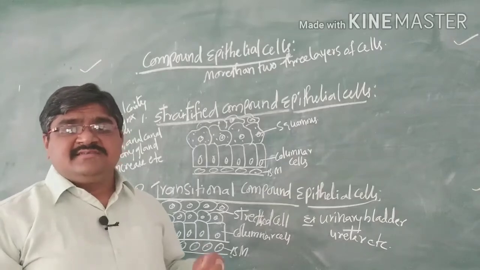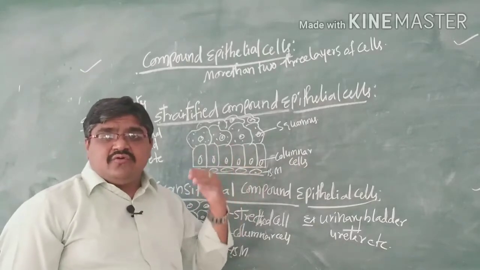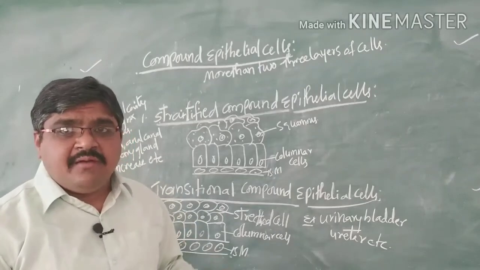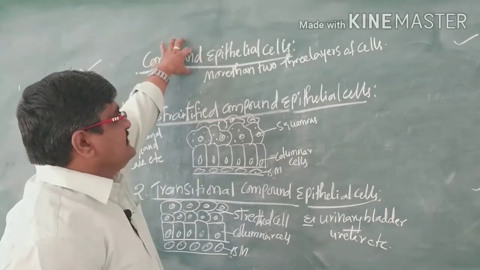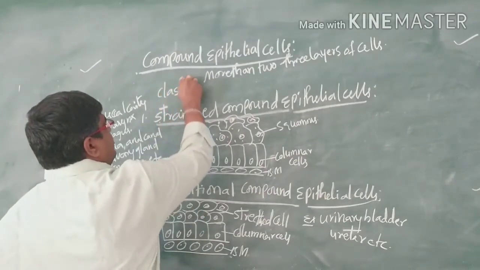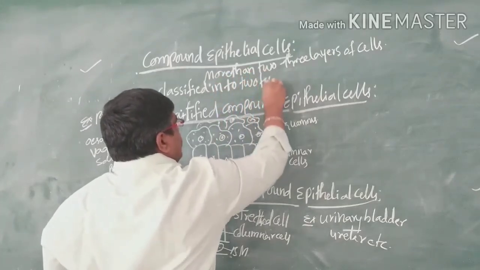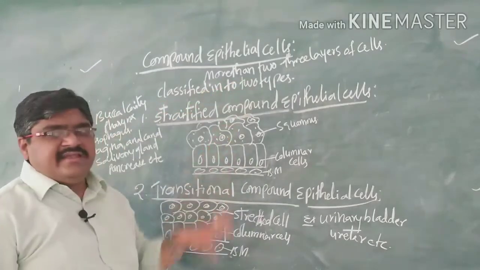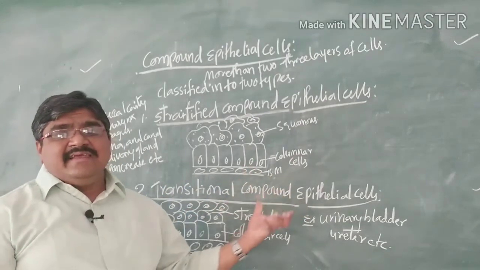So such type of cells are called compound epithelial cells. More than 1 layer, or 2 to 3 or 3 to 4 layers of cells presenting on the basement membrane, such type of cells are called the compound epithelial cells. Here the compound epithelial cells are classified into two types. One is called the stratified compound epithelial cells, and the second one is the transitional compound epithelial cells.